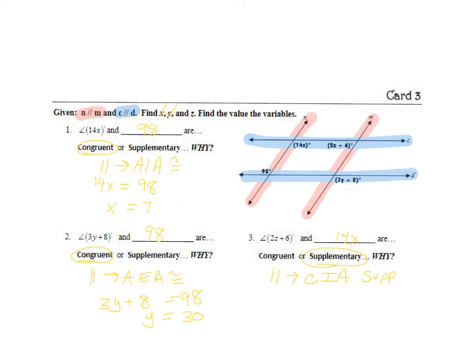And so when we go to set this up here, we don't want to use that 14x because we don't want to have the variable x and the variable z. We're going to use the measurement there of 98. So we're going to take the 2z plus 6, and then in place of the 14x, we know that it's 98, and that is going to equal 180. And if we solve that equation, we'll get z is equal to 38. And then our goal for this was to be able to find x, y, and z. And so we now have x, y, and z.